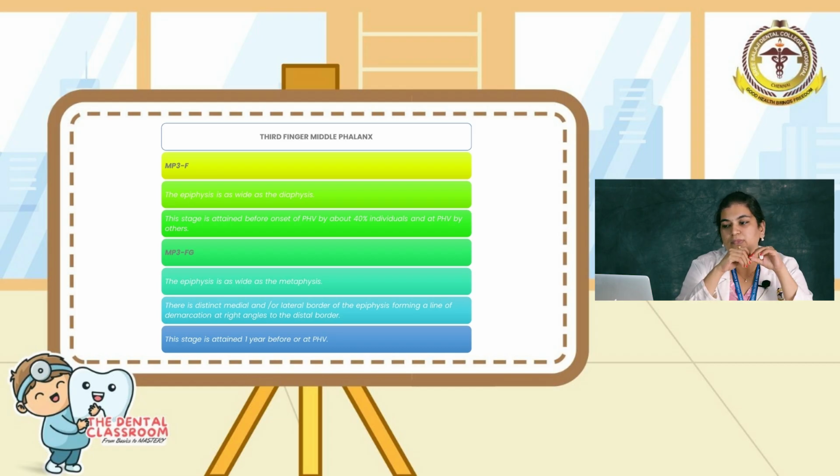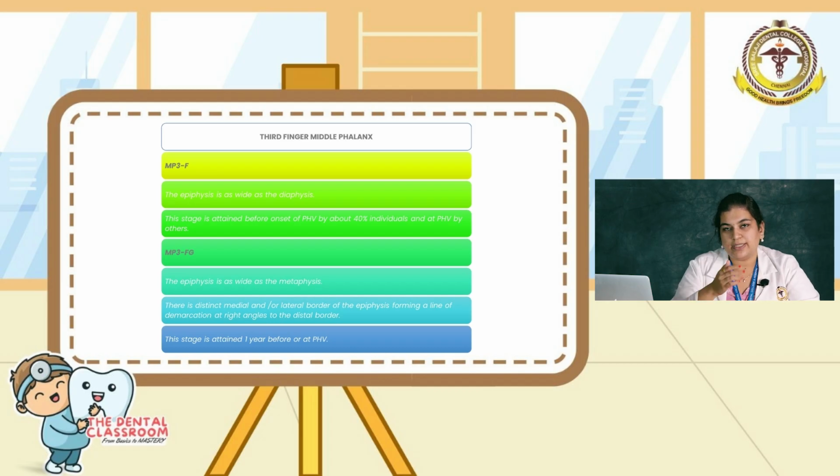Now, your MP3F stage is wherein your diaphysis and epiphysis are of the same width, and this is attained before the onset of peak height velocity, or peak pubertal velocity. 40% of individuals might have attained peak height velocity, but usually at this stage over 60% of individuals have not attained peak height velocity.